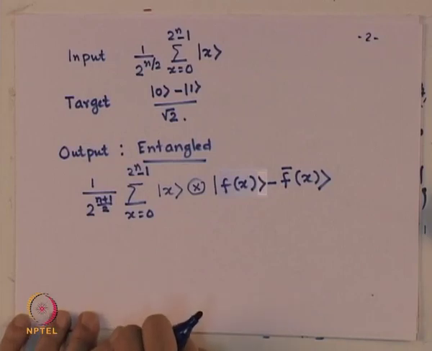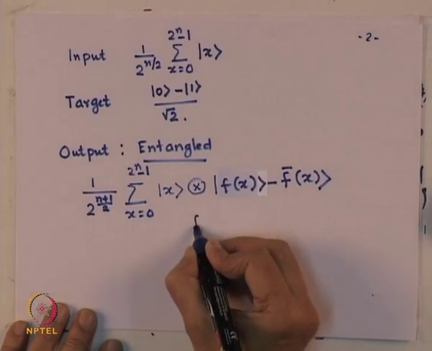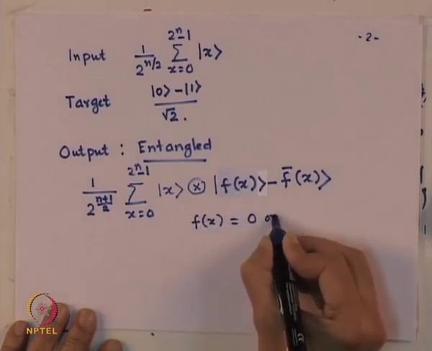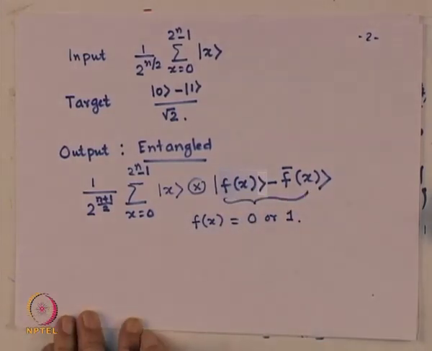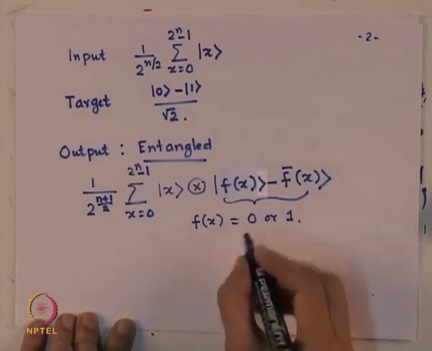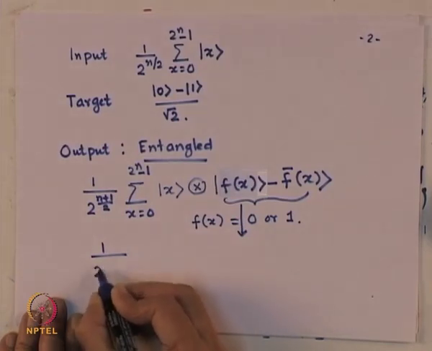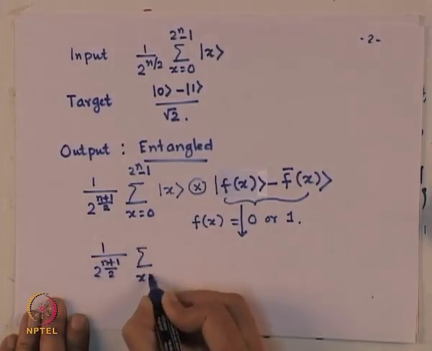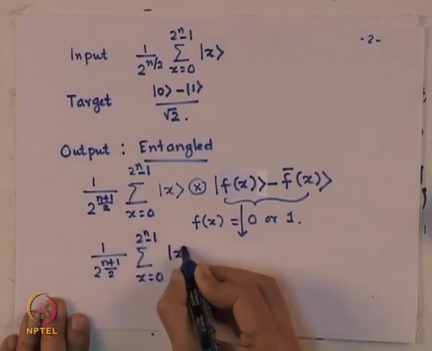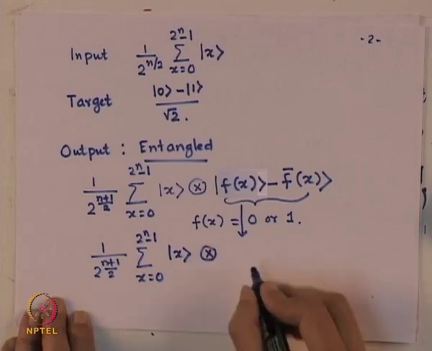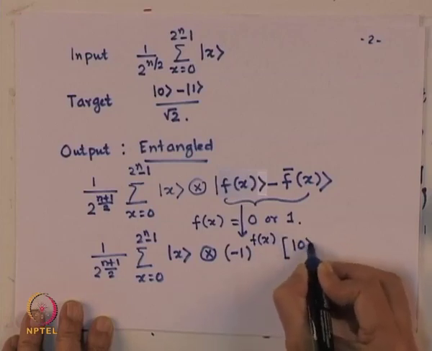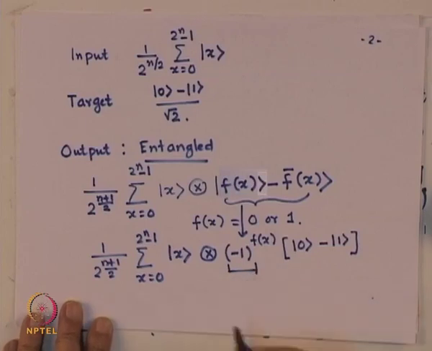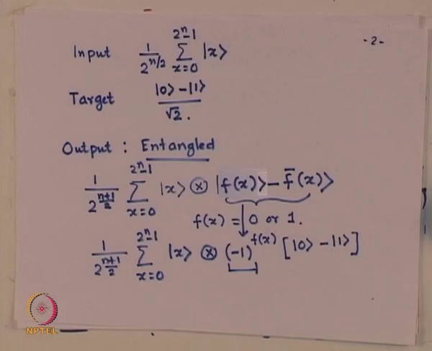Now we have already stated that I have two types of function. f(x) is equal to either 0 or 1. Since f(x) is equal to 0 or 1, this quantity is either 0 minus 1 or 1 minus 0, depending upon what the value of f(x) is. So you can write this, with everything else remaining the same, as minus 1 to the power f(x) times (0 minus 1). This is the phase factor that comes up because I could either get 0 minus 1 or 1 minus 0.